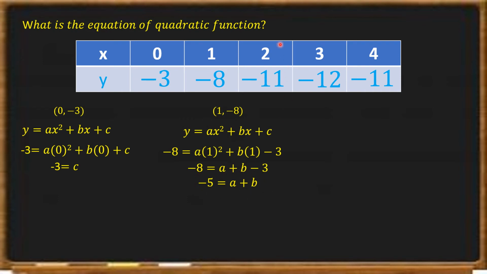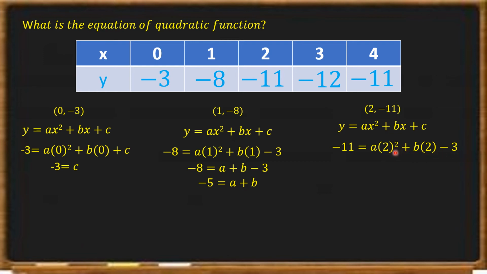We will use another point, 2 and -11. So this is x to y, -11. We will use again the general form of the quadratic function: y is equal to ax squared plus bx plus c. Then substitute -11 for your y and 2 for your x. So it's -11 is equal to a quantity 2 squared plus b times 2 minus 3.